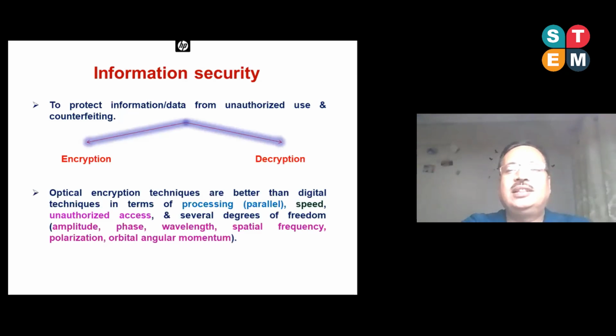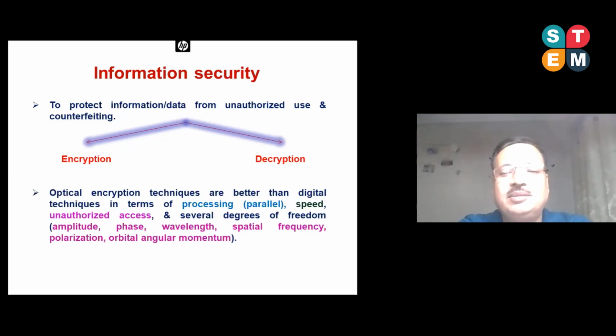So, information security, as we talk about it, how do we define it? Optical crypto system is to protect information or data from unauthorized use or counterfeiting. In a crypto system or information security, we have encryption as well as decryption. So optical encryption schemes are better than digital techniques.